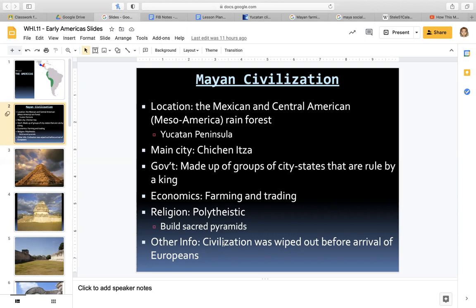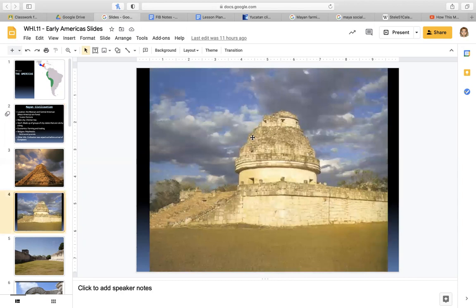So that's pretty impressive. As we move through these pictures, some of the things we'll talk about are astronomy and mathematics. This is an observatory. So priests needed to measure time accurately in order to produce an accurate calendar for different religious rituals and ceremonies. So they used the stars and constellations in order to create a calendar.